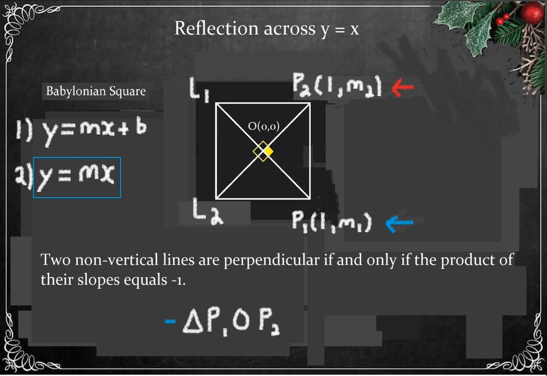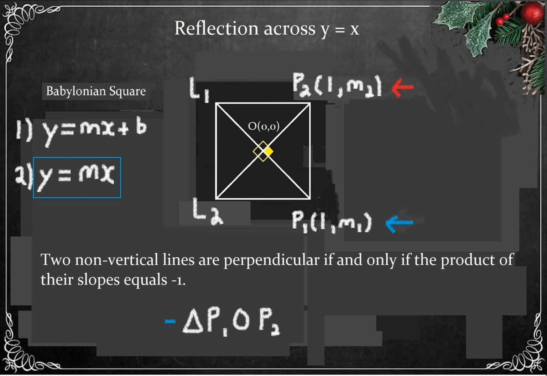The lines are perpendicular if and only if the triangle P1 O P2 is a right-angled triangle, with the right angle highlighted as the yellow square. Just one thing before the proof.